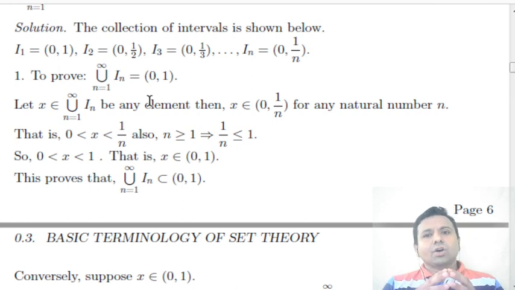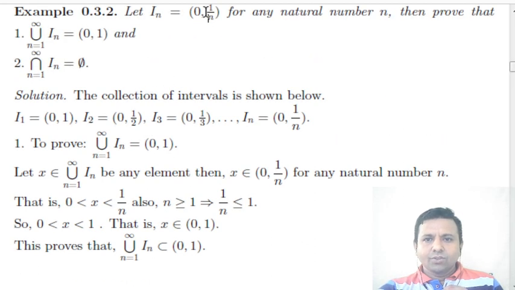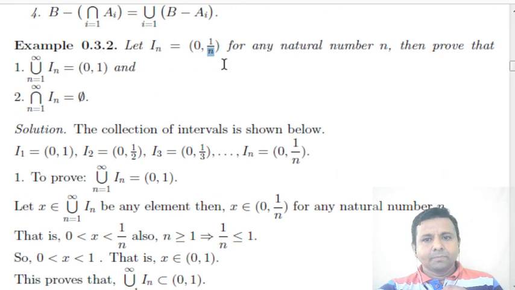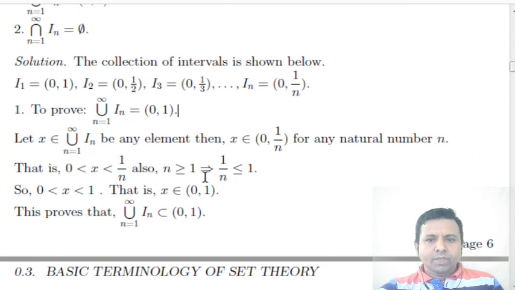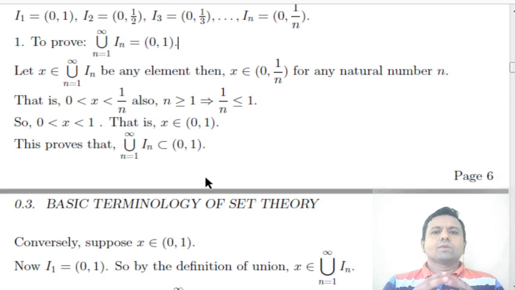Now let's start. The collection of intervals is shown below. So here I1 equals what? You have to put n equals 1, so I1 equals (0, 1). I2 equals (0, 1/2). I3 equals (0, 1/3), up to In equals (0, 1/n). We have to prove this first result: the union of In equals (0, 1).